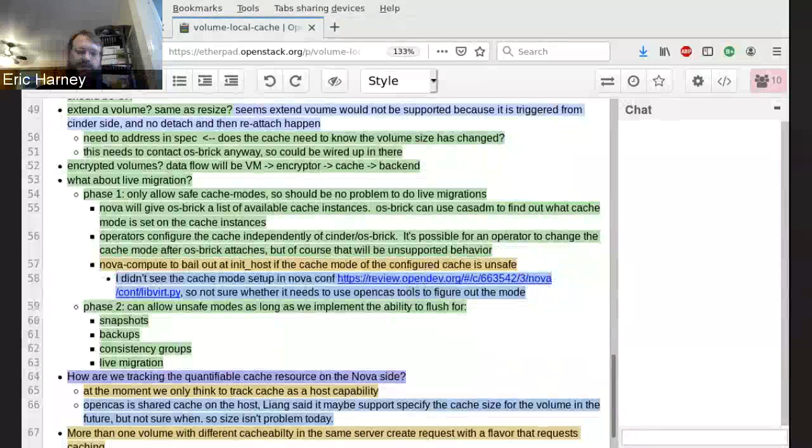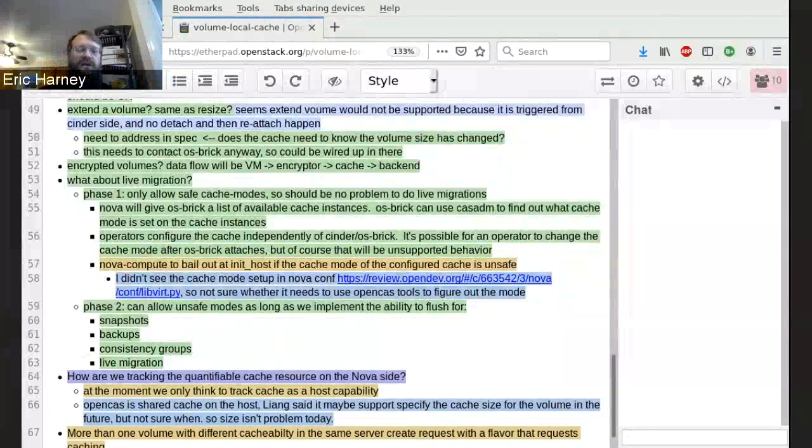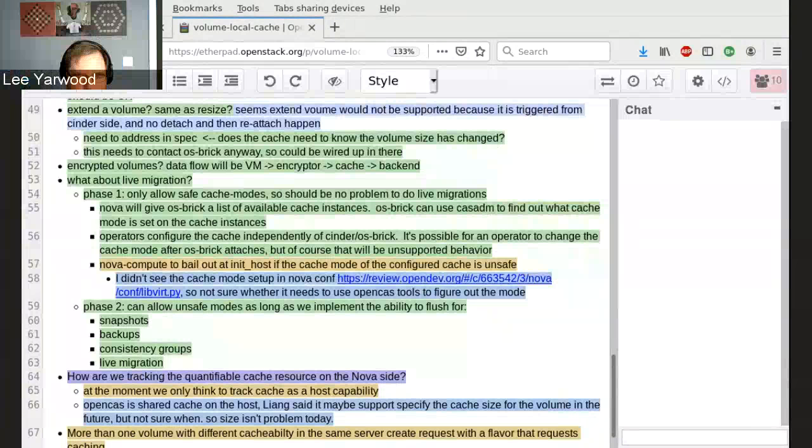Well, I think if you're using a write-back cache, you still have to do an actual cache flush in OpenCAS. Yeah, my point was you'd have to quiesce the cache essentially as well to ensure that everything actually made it to Cinder, right?